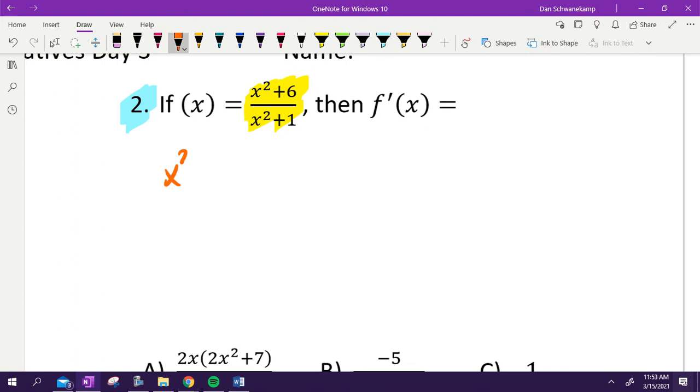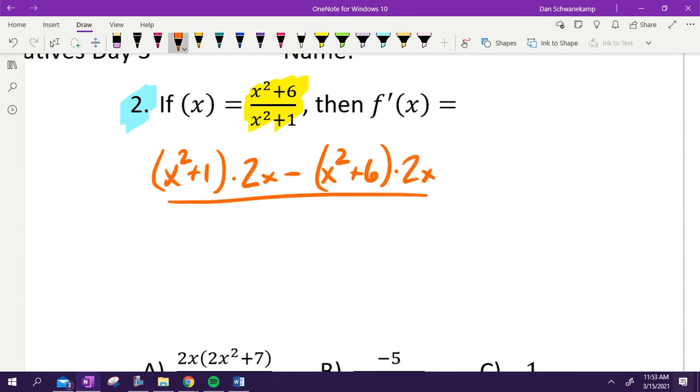So if we're doing that, it is low d high. The d high is going to be 2x, minus high d low, all over low low. That is my derivative. And if it were free response, we would leave it that way. It will not be free response. This kind of question would be multiple choice.